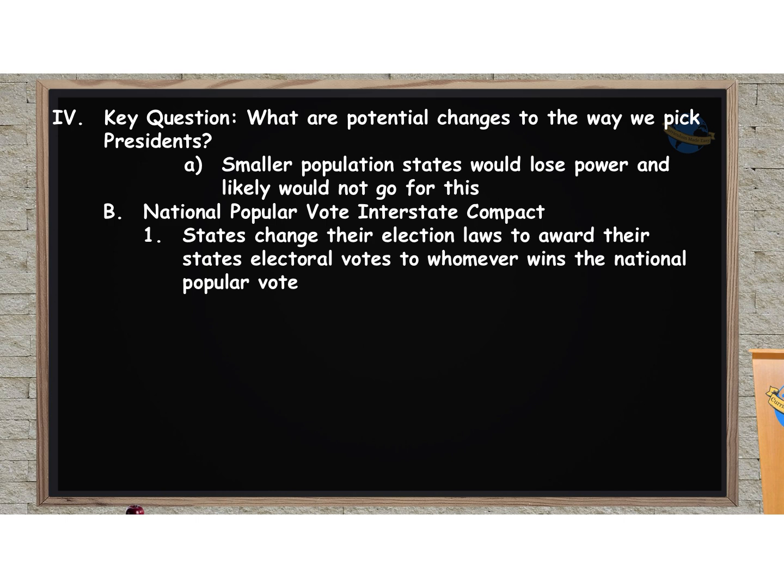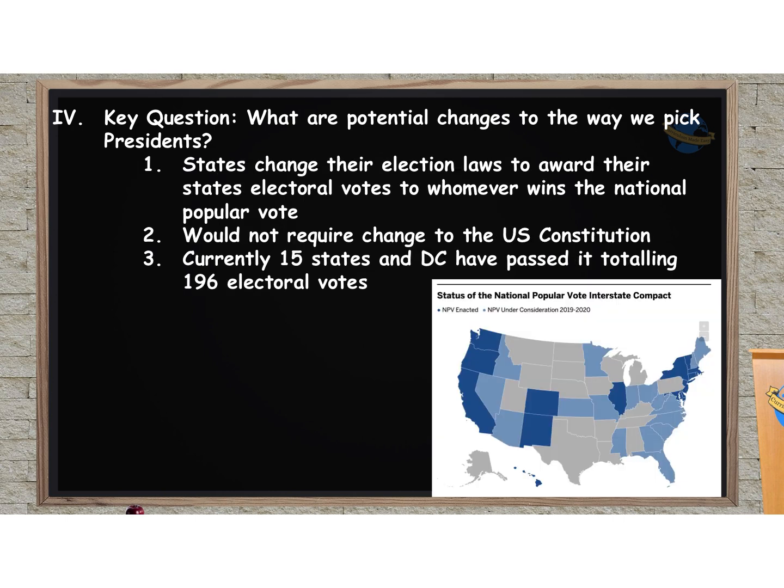So you remember that each state gets to decide for themselves how they award their electors? Well, under this plan, states would change their election laws and award their electoral votes to whoever wins the national popular vote. So instead of awarding the elector based on whoever wins the popular vote in the state of Wisconsin, we would give all 10 electoral votes to whoever wins the national popular vote for the entire United States. And because this wouldn't require a change to the Electoral College, because technically we'd still be picking electors, and the states would just be picking them based on the national popular vote, we wouldn't need to change the Constitution.